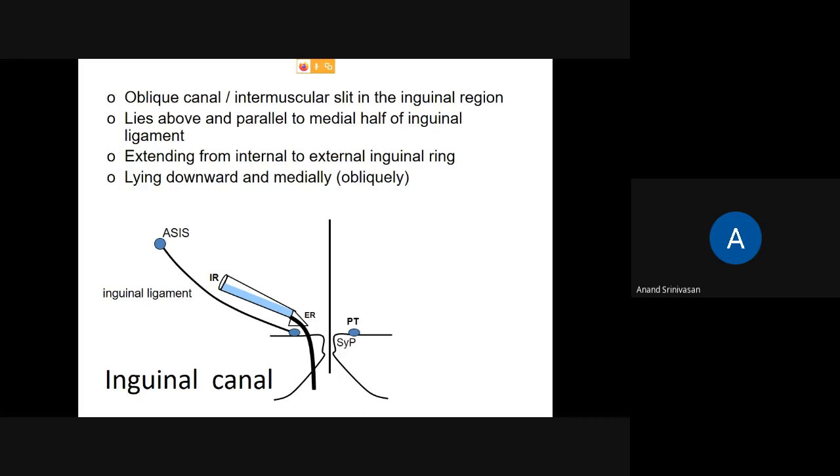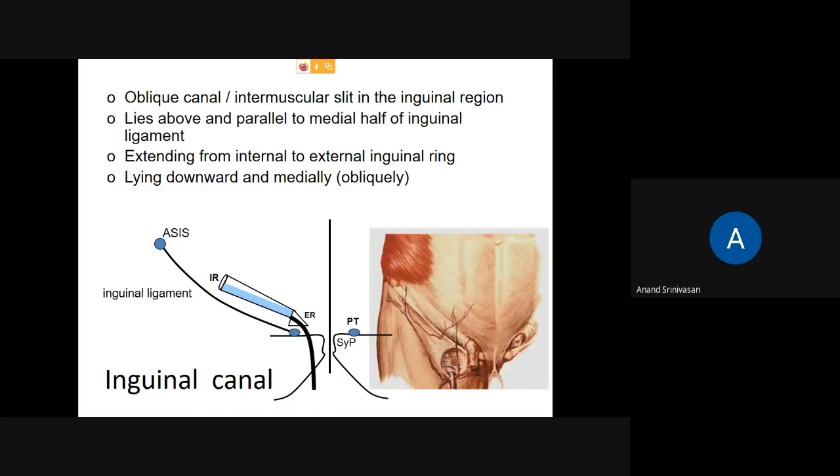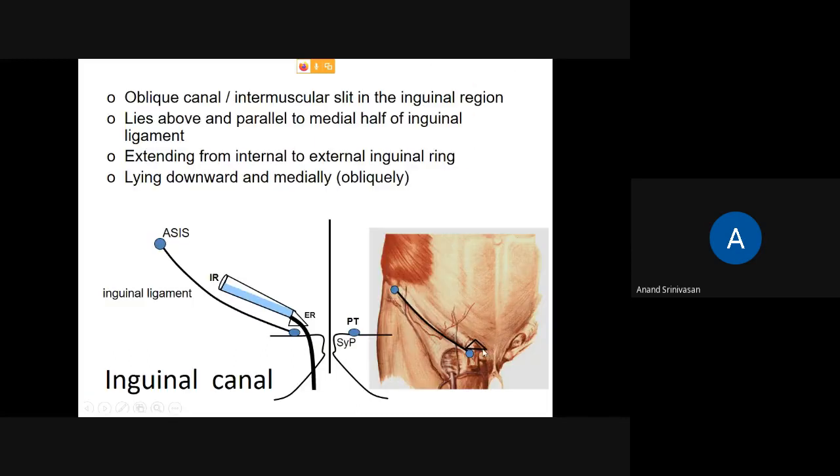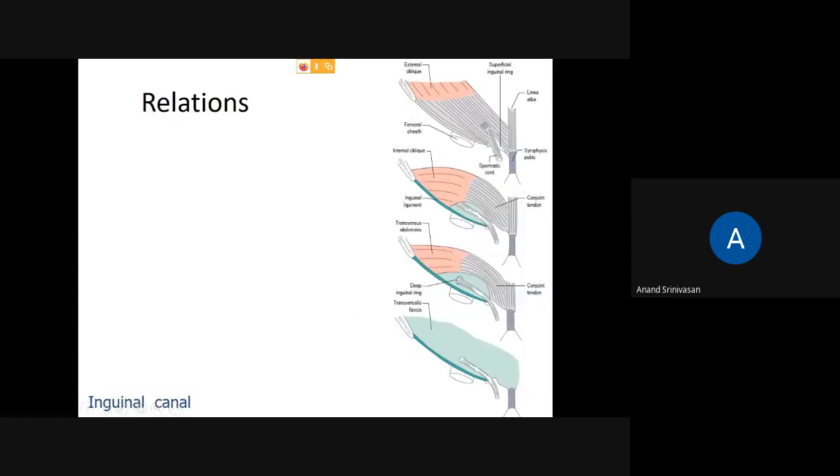And you know that there are certain structures which go towards the scrotum, the spermatic cord comprising the vas deferens, testicular artery and testicular vein. Here you can see the inguinal ligament, and this is the superficial inguinal ring. The deep inguinal ring will be located somewhere in the fascia transversalis here, and the connecting part would be the inguinal canal. The spermatic cord passes through them.